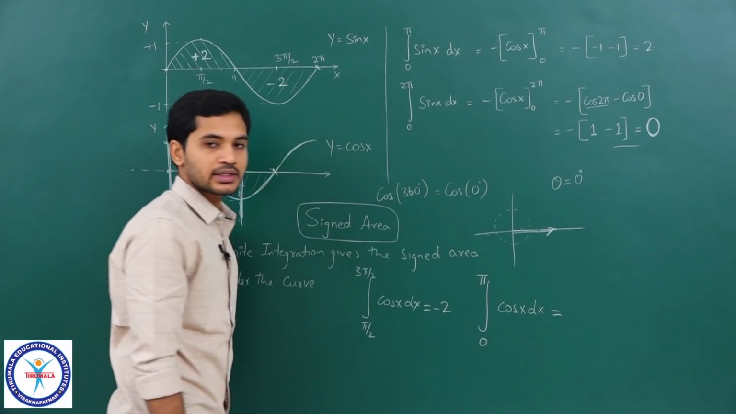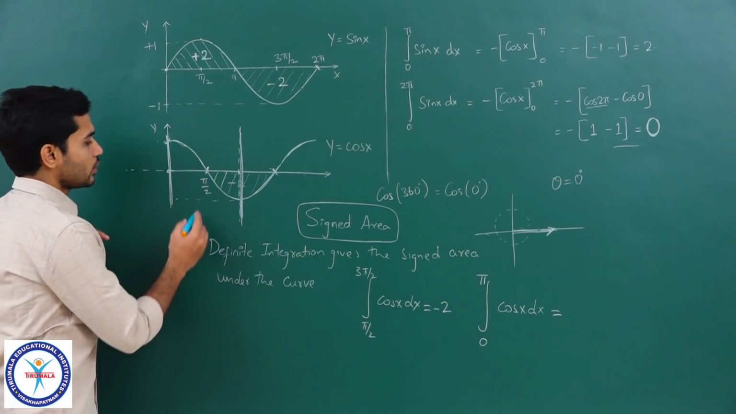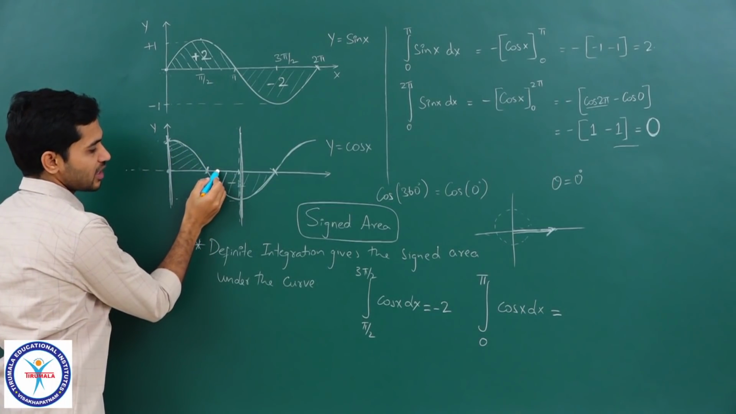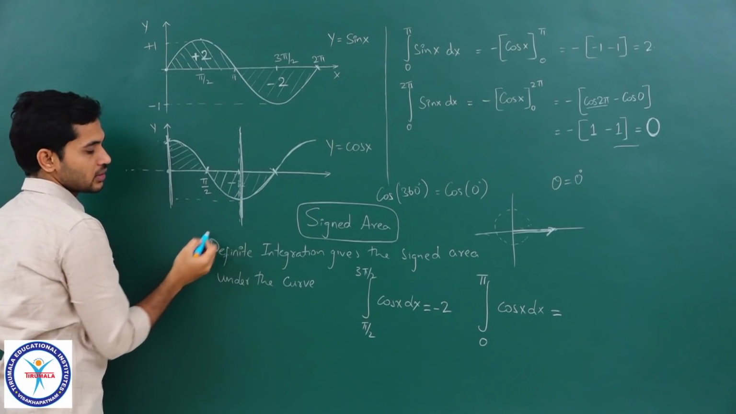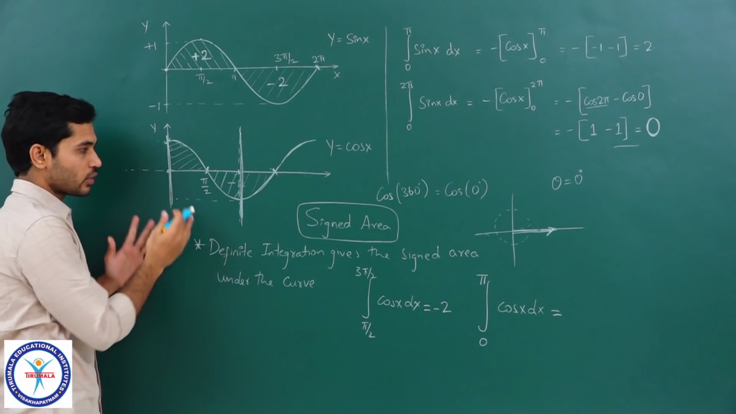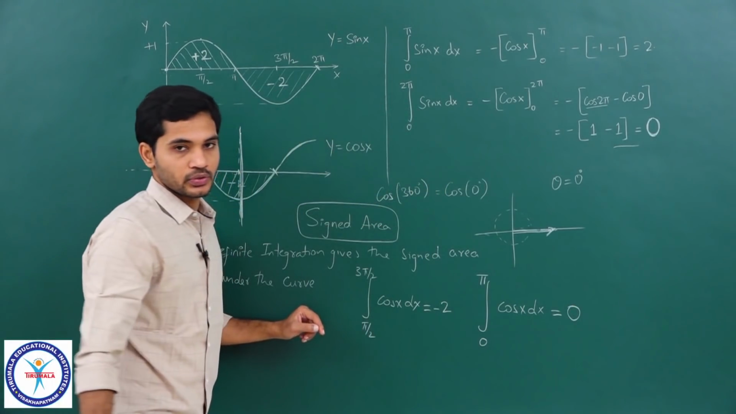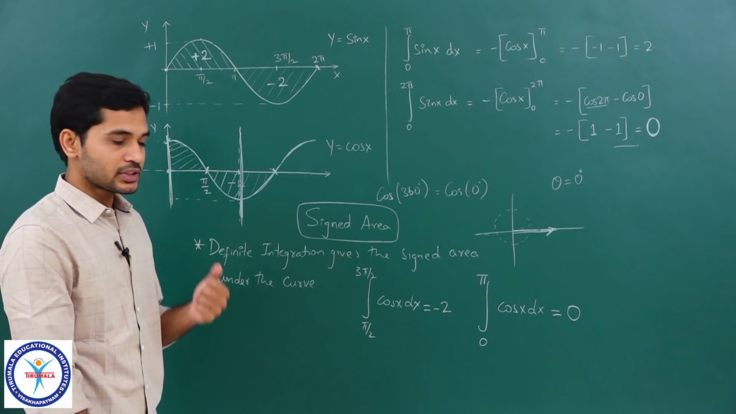You can easily tell the answer now, right, because you can easily say that this area is positive area and we have the same amount of negative area here. So, without even calculating, by looking at the graph itself, we can say that this answer should be 0. Clear? So, that is the idea, students.